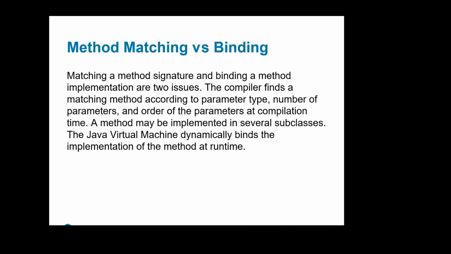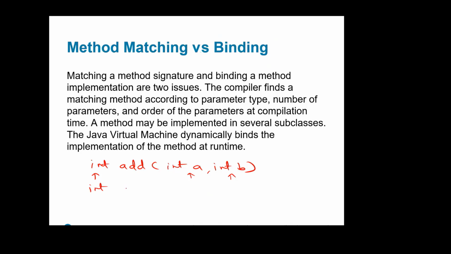Now, method matching and method binding are two different issues. So we saw that method matching, we generally do when we are doing method overloading. So if I have one method as, let's say, int add, and I'm passing int A, int B, then depending upon the return type and the parameters passed, we decide which method gets executed.